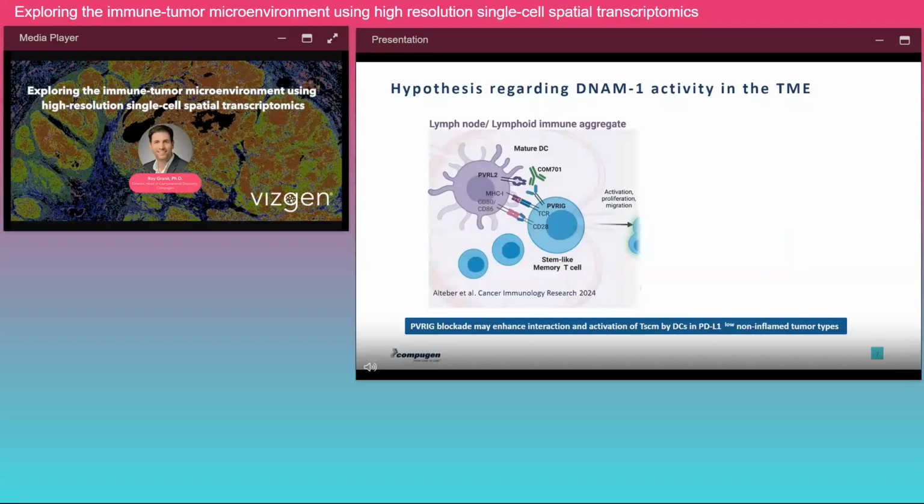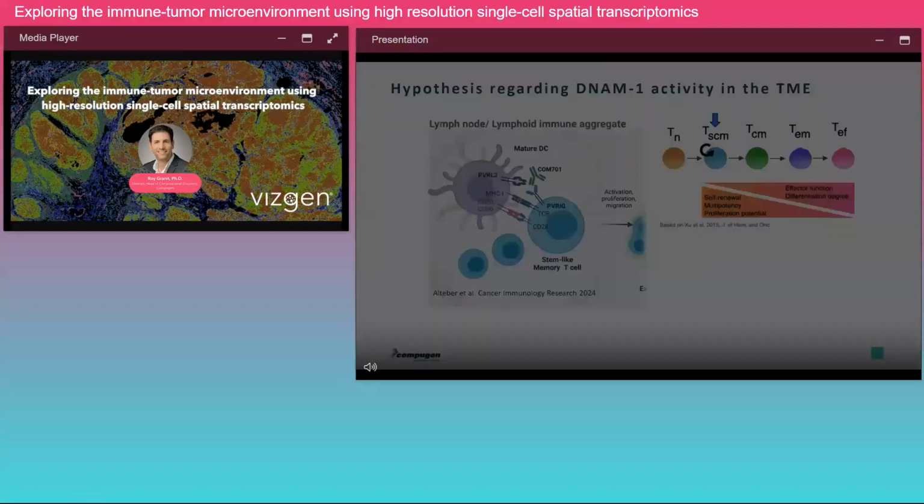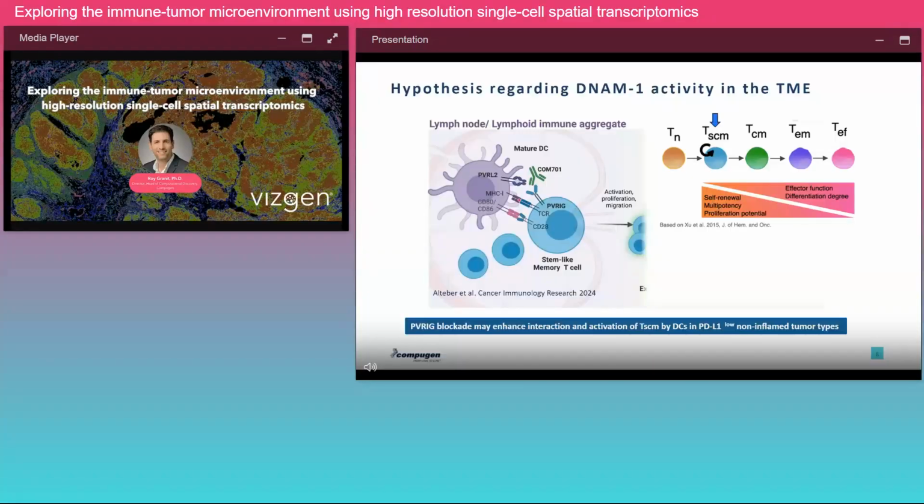this does not happen as it can, to realize the full potential. We believe that the TSCM cells, and this is based on literature, have a great potential to proliferate and to give rise to more active T cells that can migrate to the tumor. And they also have a self-renewal potential, so they can maintain many waves of T cells that can act against the tumor. And they have also been important in the response to immunotherapy.